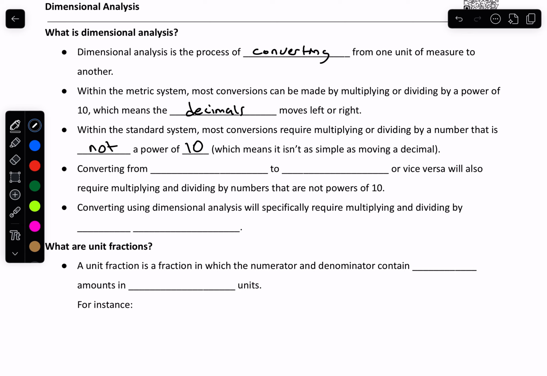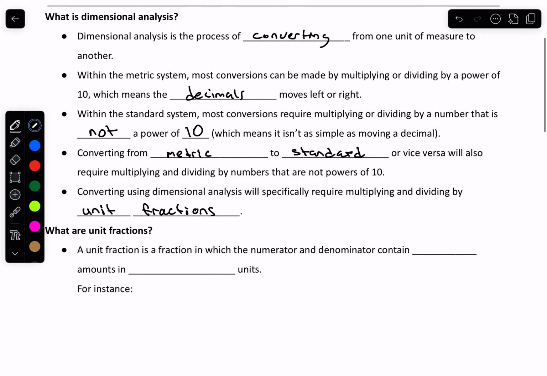All right, converting from metric to standard or vice versa will also require multiplying by numbers that are not powers of 10. So if we're trying to go from the metric system to the standard system or the other way around, usually those conversions are not super clean, not as easy as just moving the decimal place. And then converting using dimensional analysis will specifically require multiplying and dividing by what are known as unit fractions. Okay, unit fractions, where the word unit means one, and a fraction, we of course know, is a number over another number. So the idea of a unit fraction is to have a fraction that is equal to one.